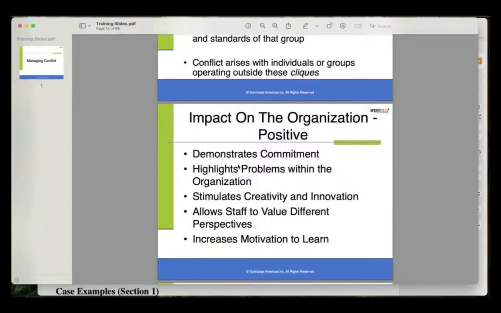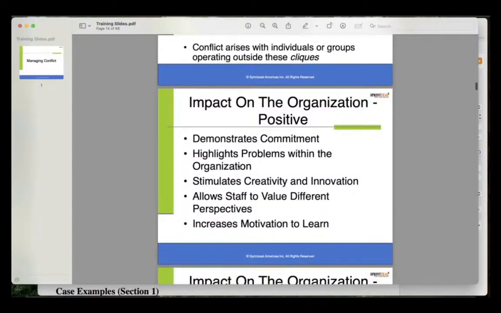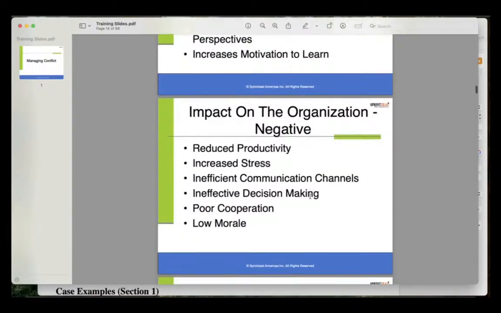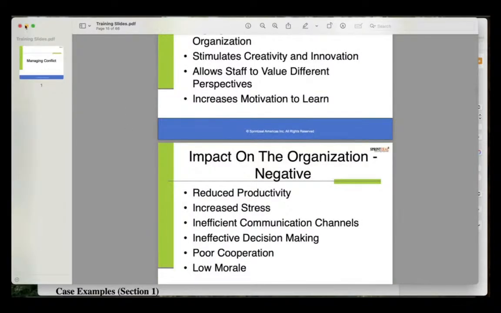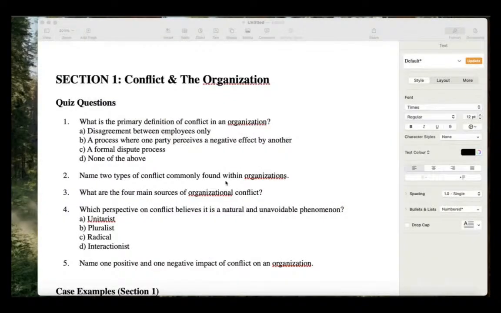So these are the positive impacts of any conflict resolution process. And then the negative ones, you were right on that part as well: it reduces productivity, it increases stress, inefficient communication channels, ineffective decision making, and similarly poor cooperation and low morale. So these are the positive and negative impacts.